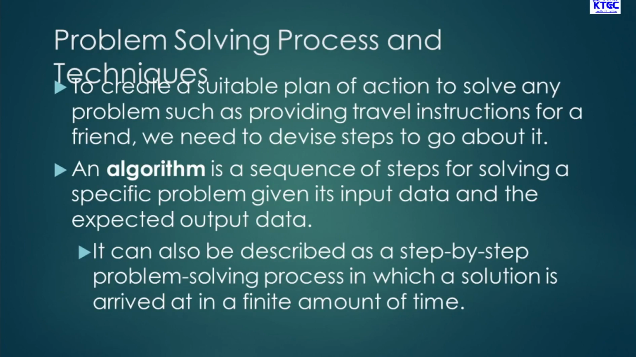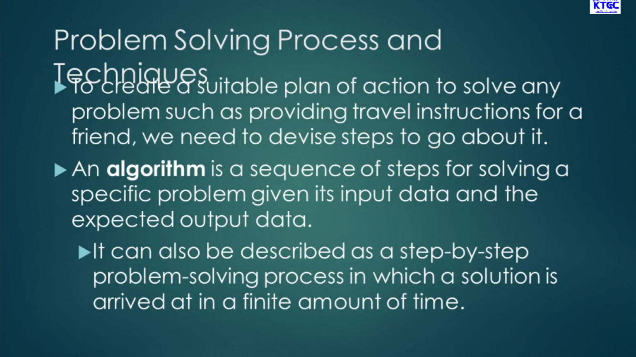Or maybe, with the example given here, travel instructions for a friend. Maybe you want to create an app, and this app should be used for giving traveling instructions and all that. To be able to do that, there are some steps you have to devise. There are some steps you have to write down and follow. And this brings us to a term called an algorithm.